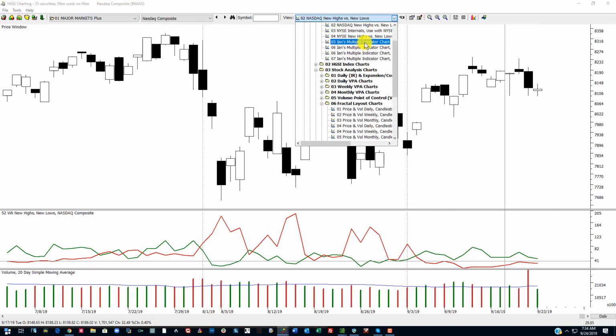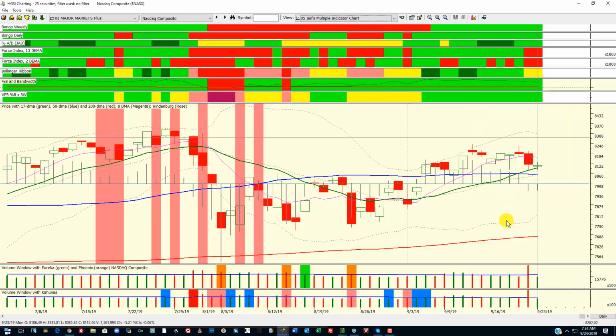Next, I go down to Ian Woodward's multiple indicator chart. You can see that the longer-term indicators are still pretty strong, but the force indexes have turned negative due to a volume spike here, and you have to be careful about this because this was options expiration. I believe it was quadruple options expiration, so that's going to affect the indicators which are based upon price and volume. And by the way, I only use indicators which are based upon price and volume.